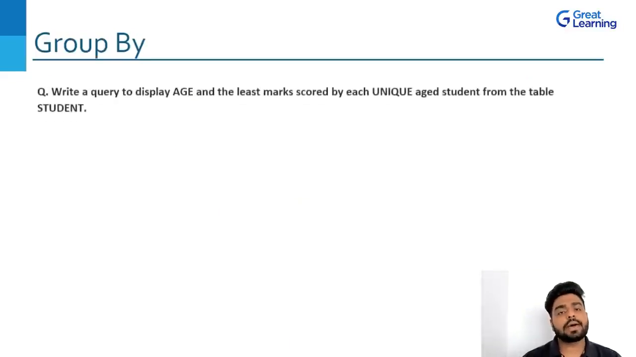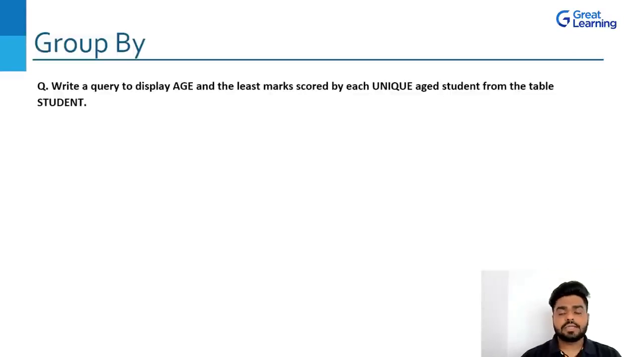Now the next one is group by. Let's understand what this group by clause is. Suppose that I have a question: write a query to display age and the least marks scored by each unique age student from the table student. Now understand the question, it sounds very difficult but it's very easy. We have to display the age and the least marks scored by each unique age student. That means now we don't actually want a duplicate value. What we want is that students having the same or similar age should be grouped in one group.